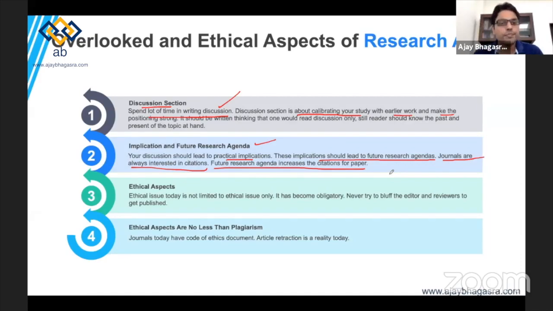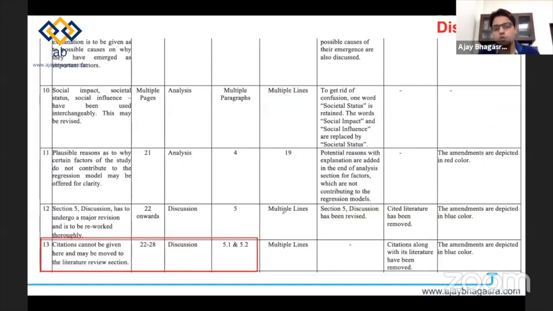Now, then ethical aspects, I will spend some time on ethical aspects also. Very important ethical aspects are no less than plagiarism. I would like to spend some time on all these points. Let us go. I would not name this journal.